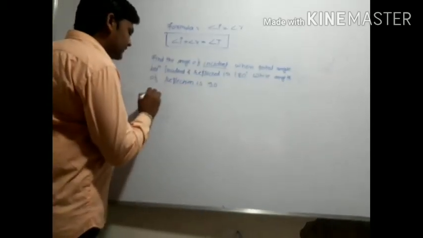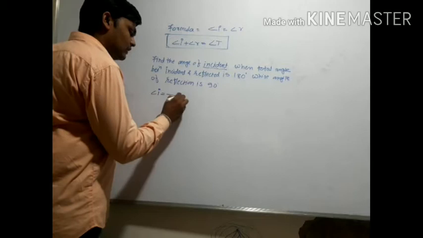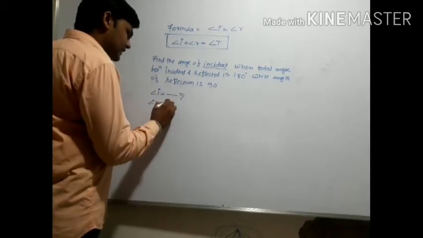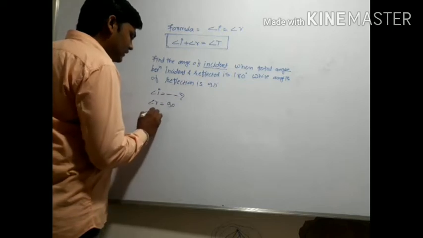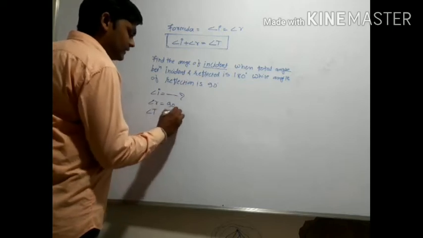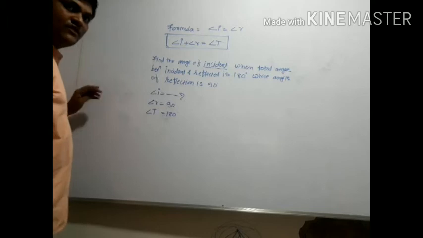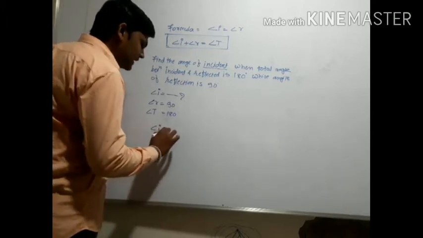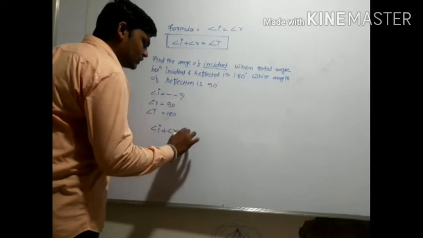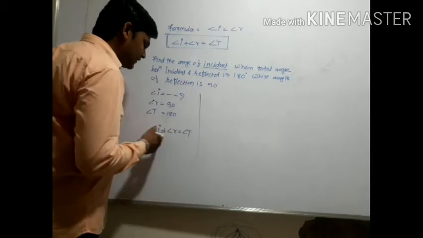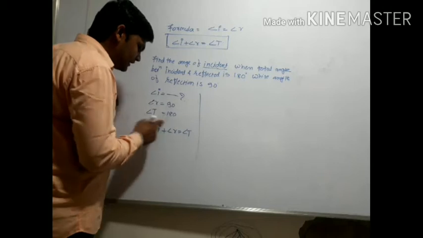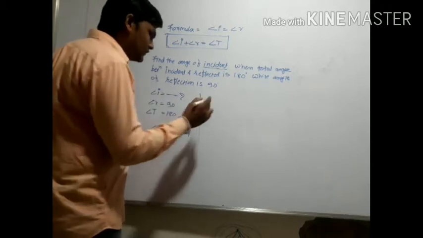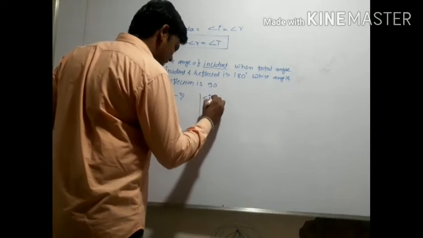Okay, so we know very well, beta, the angle of incidence we have to calculate, that's the reason for the question mark. The angle of reflection they have given, that is 90. Total angle is equal to 180 degrees. So how to calculate this? We have a formula: angle of incidence plus angle of reflection is equal to total angle. When we put all the values from the given data into the formula, we'll get the answer.